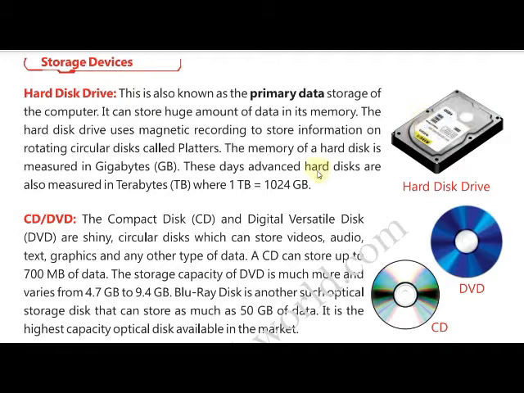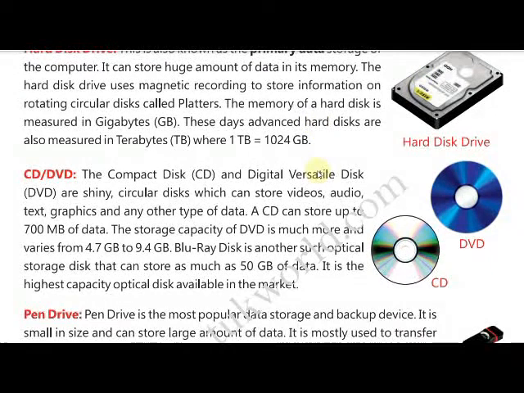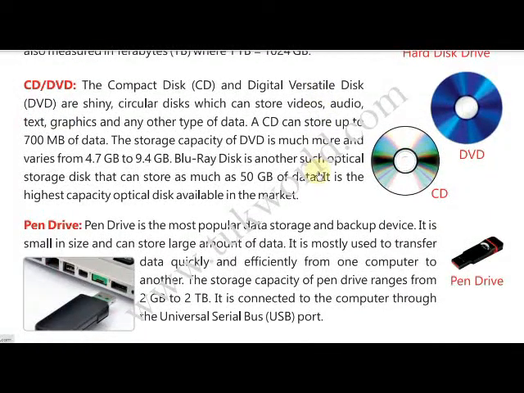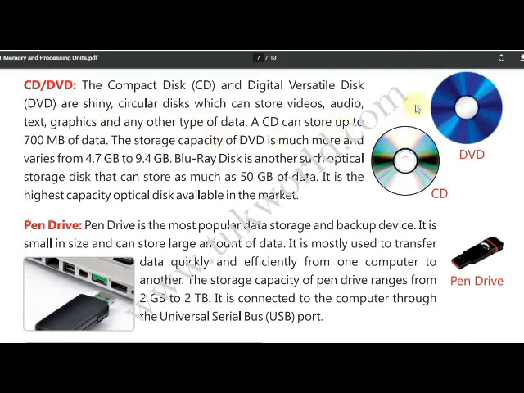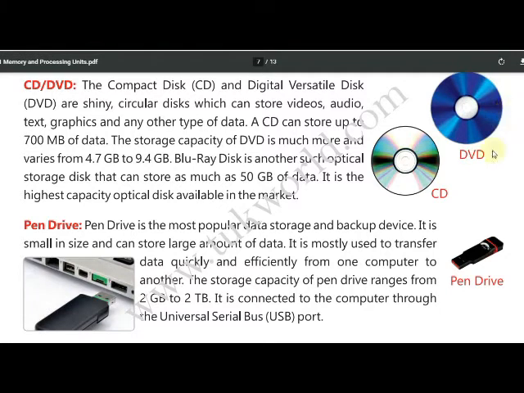Okay, now the next one is CD and DVD. So what is CD and DVD? Actually these are secondary storages, or permanent storages, or non-volatile storages. Means here you can store data permanently. Okay, and you can see CD and DVD, these are in circular shape. So let's see first what is CD.